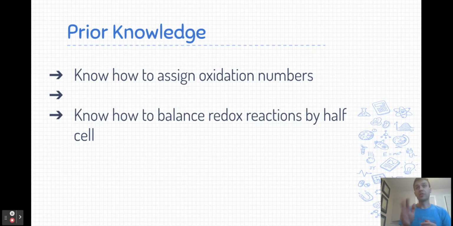Going into this video, there's two things that you need to know. The first thing is that you need to know how to assign oxidation numbers. So if you haven't watched that video yet, go watch that previous video, learn that method, do some practice, then come back here. Second, I think it's best to know how to balance reactions by half cell first, and then use the method of oxidation numbers. So it's good to go through that process first and then come here for this one.